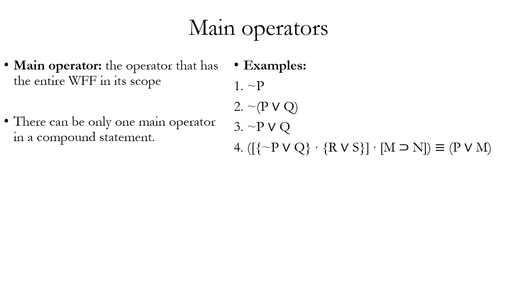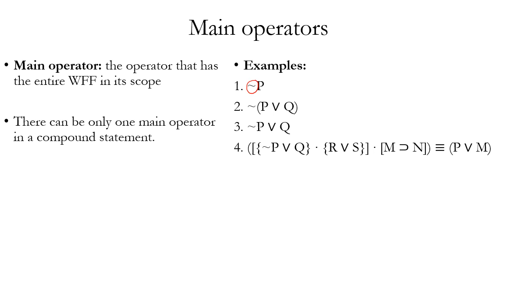So the main operator is the one that has the entire well-formed formula in its scope. And there's only one main operator in a compound statement. Let's look at some examples to get practice identifying the main operator. So in number 1, we have only one operator, the tilde. So that is the main operator. We can circle it to remind ourselves.